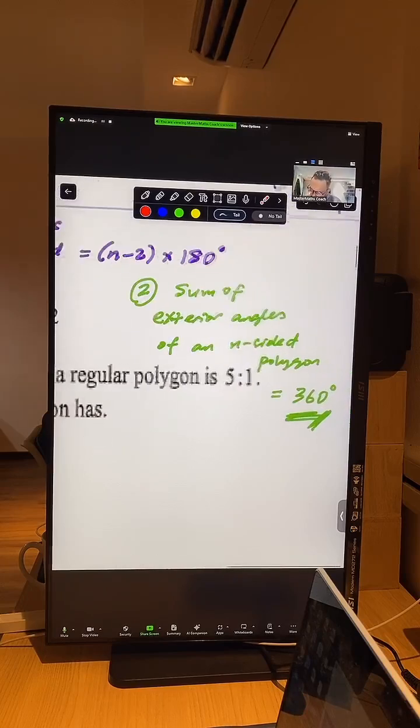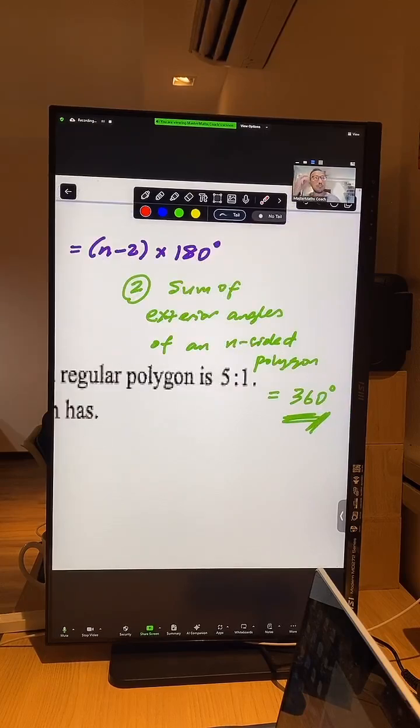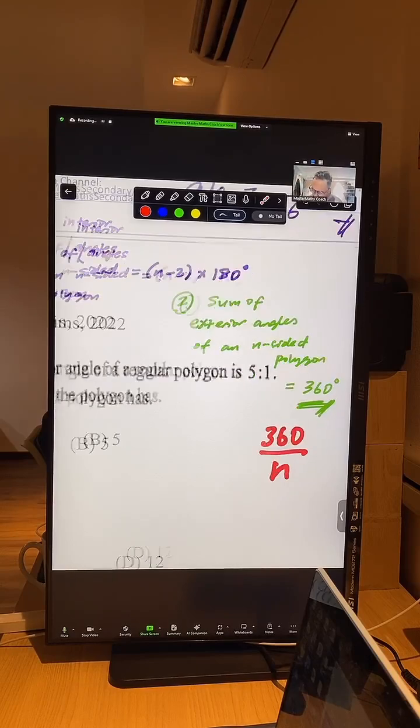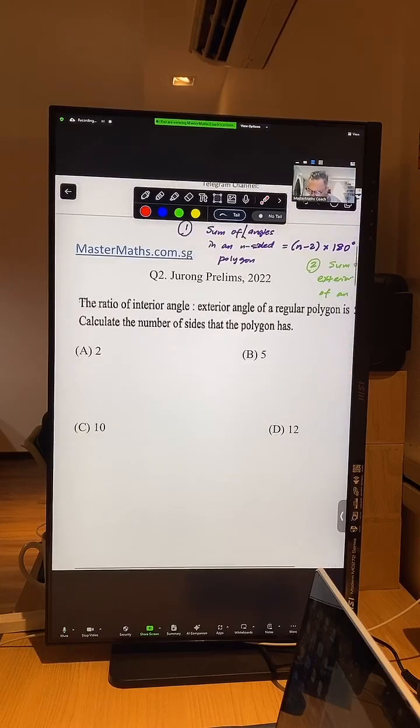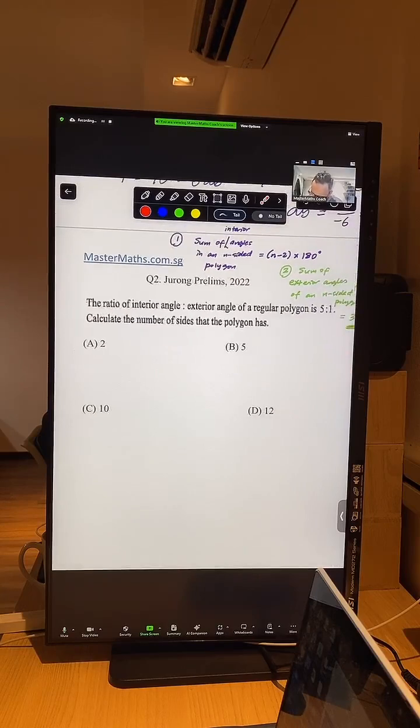Now same goes for the exterior angles. If you wanted to find each individual exterior angle, you take 360 degrees, you divide it by n. Okay, these are things that you can Google. I feel quite silly telling you all this. Okay, let's give you all another 2 minutes to figure this out, and then we can go through this question. Any answers so far?